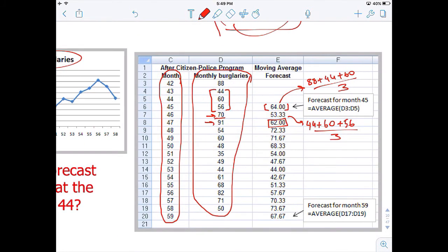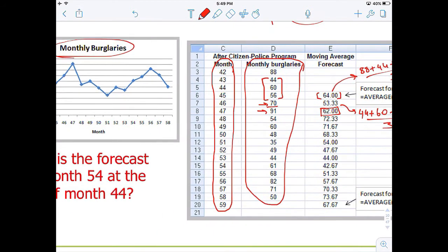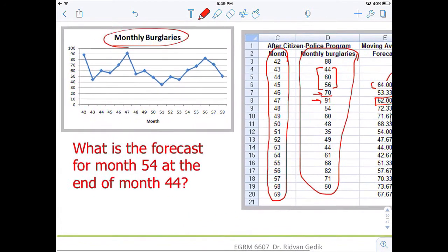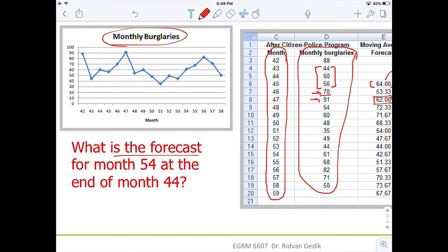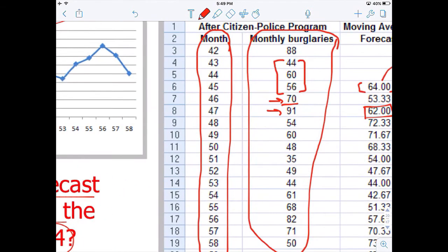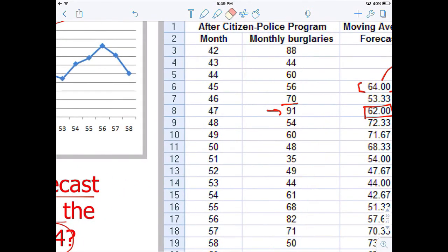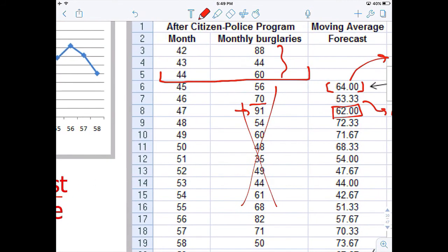Another important thing here is a very important question. What is the forecast for month 54 at the end of month 44? At the end of month 44, we are right here. We had our 3 data points available to us. We are going to assume that we don't know the later data points. So with the ones that we have in hand, we are going to make a forecast.